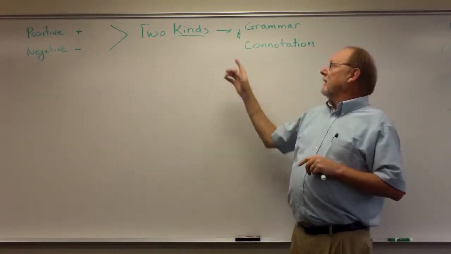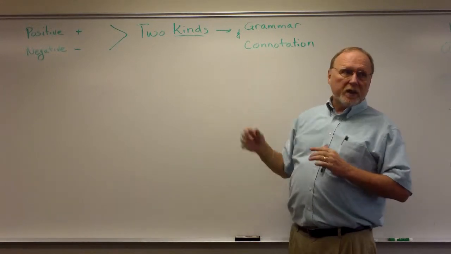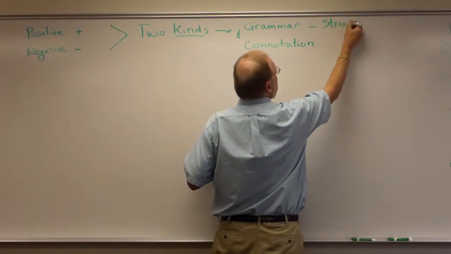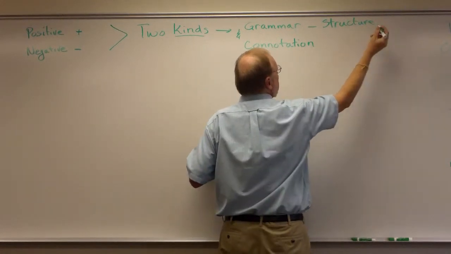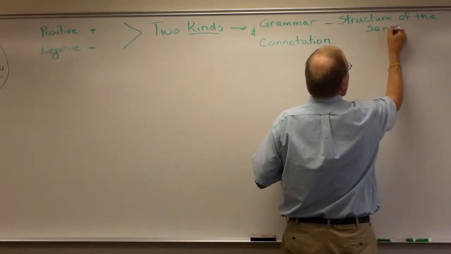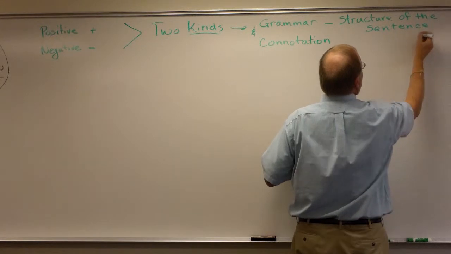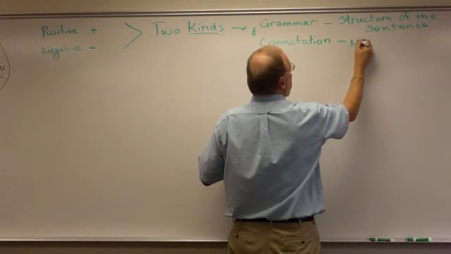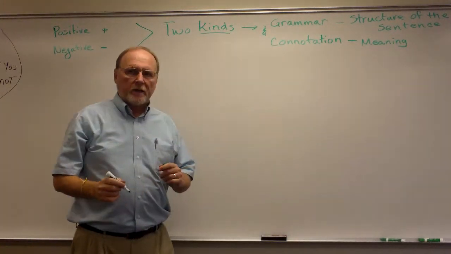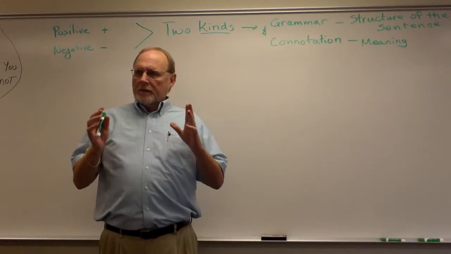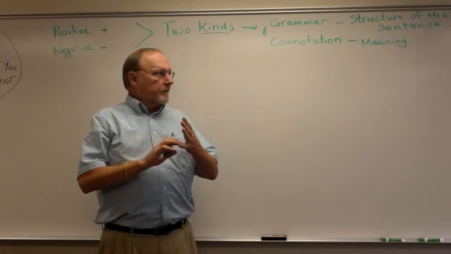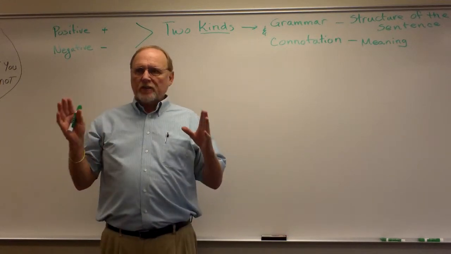Just let it sit. Okay. And the connotation. Grammar is the structure of the sentence, and the connotation is the meaning. So when we talk about the two different ways of looking at it, we're saying, what does the sentence look like?